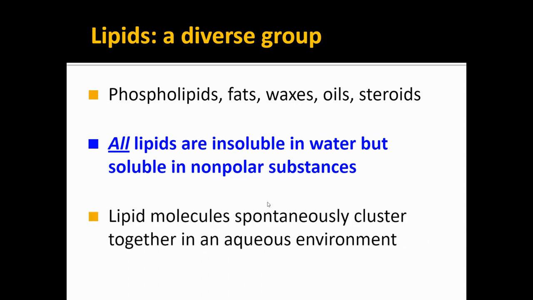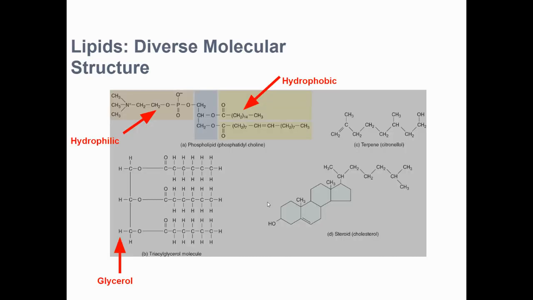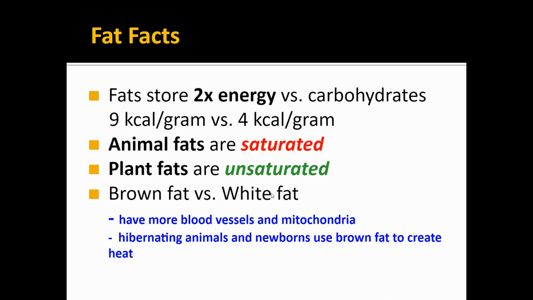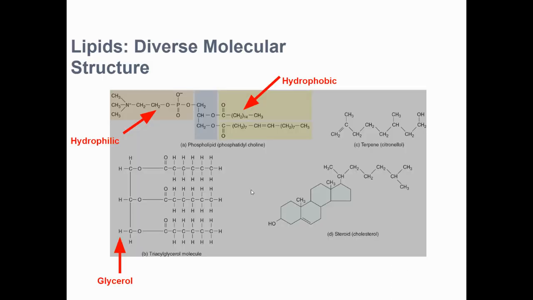But if you take lipid molecules like oil and throw it in some water, it's going to spontaneously cluster together in a wet environment in order to exclude the water. So here are some diverse structures of lipids. The top one is a phospholipid. These are a very important class of fats, and they are unique because, remember what I said earlier, all fats are hydrophobic, except for phospholipids.